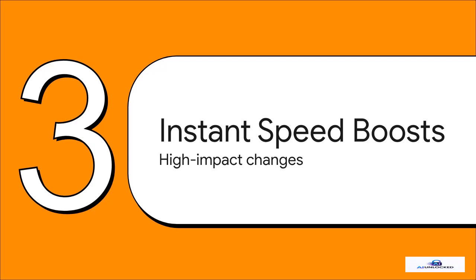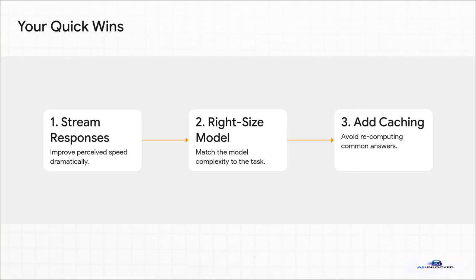Okay, now for the good stuff. Let's talk about 3 super high-impact changes you can make, like today, to see a dramatic improvement in your app speed. These are your quick wins, your biggest bang for your buck. So what are the big 3?